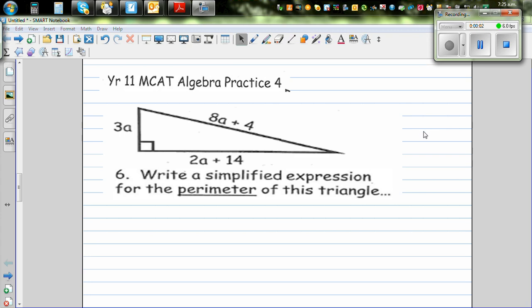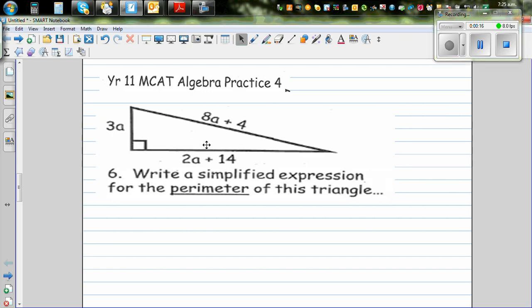Now, in this video, I want to do three examples. I've taken this from one of the worksheets I got, which is called Year 11 MCAT Algebra Practice. So this is a figure. This is a right angle triangle. You want to write a simplified expression for the perimeter of this triangle. Okay, so the perimeter is the sum of the three sides of this triangle.